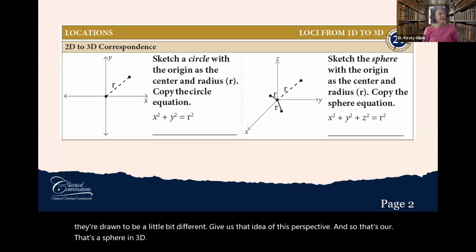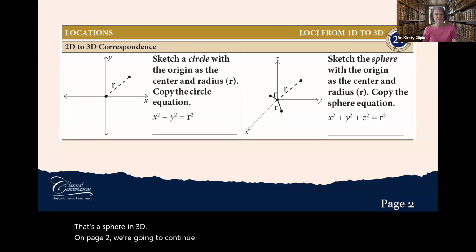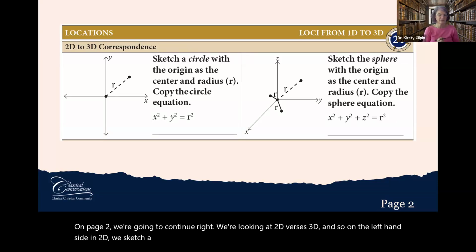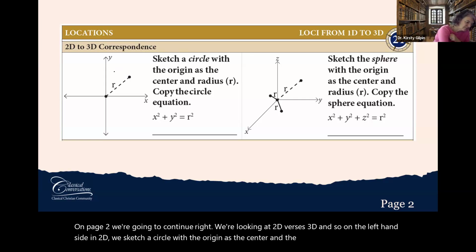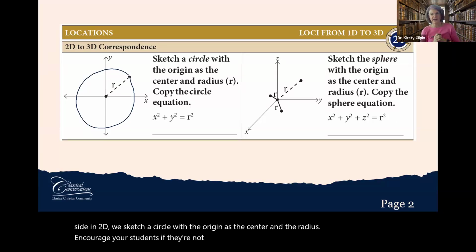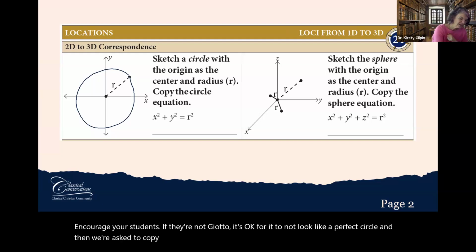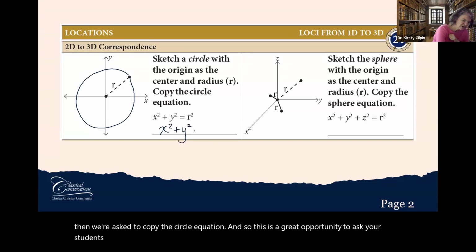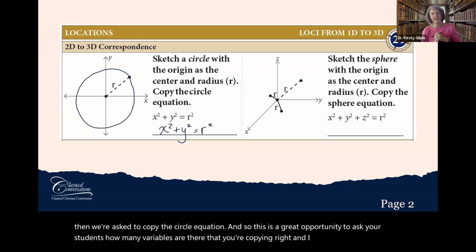On page 2, we're going to continue, looking at 2D versus 3D. On the left-hand side in 2D, we sketch a circle with the origin as the center and the radius r. Encourage your students, if they're not Giotto, it's okay for it to not look like a perfect circle. Then we're asked to copy the circle equation. This is a great opportunity to ask your students, how many variables are there that you're copying? I have 1, 2.